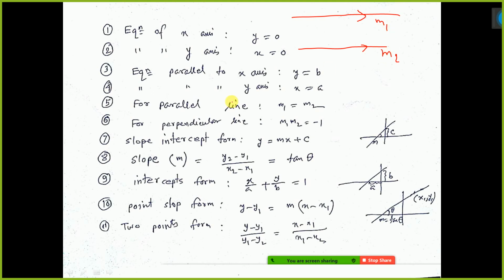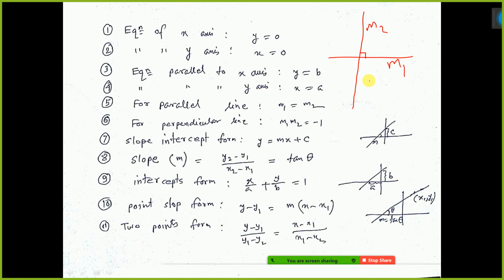Both are correct. And for perpendicular lines, that means if two lines are perpendicular, this is one line and this is another line. See, these two lines are perpendicular to each other. Then if the slope of this line is m1 and the slope of this line is m2, then m1 into m2 is equal to minus 1.